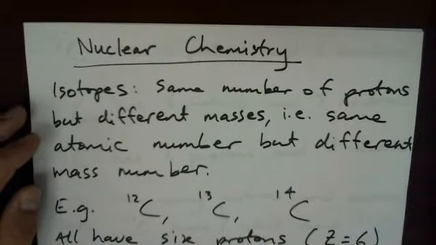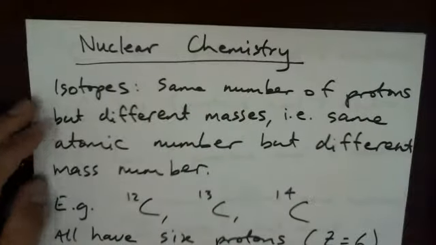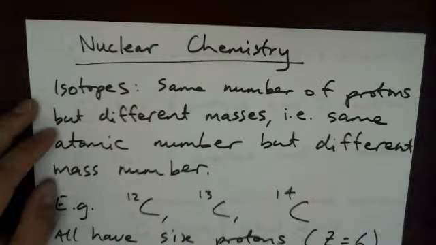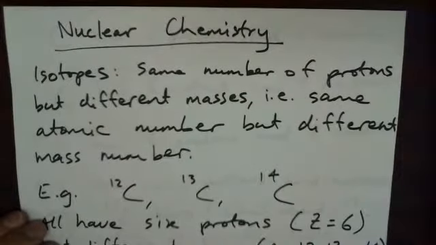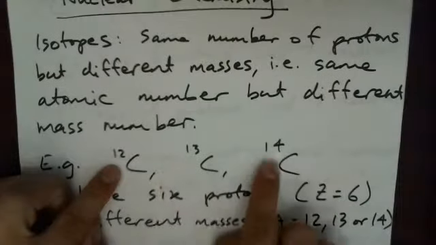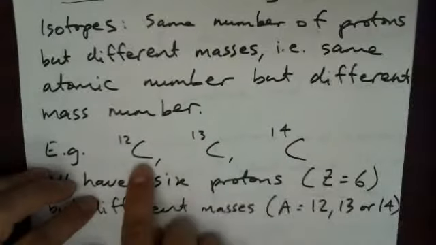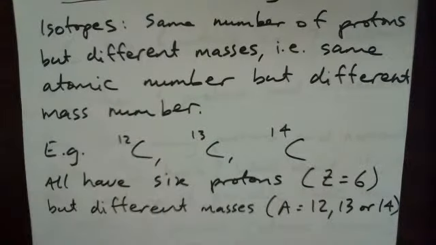And so isotopes are elements that have the same number of protons but different masses. So in other words, they have the same atomic number but a different mass number. Let's look at carbon-12, carbon-13 and carbon-14. Because it's carbon, I know that it must have 6 protons.